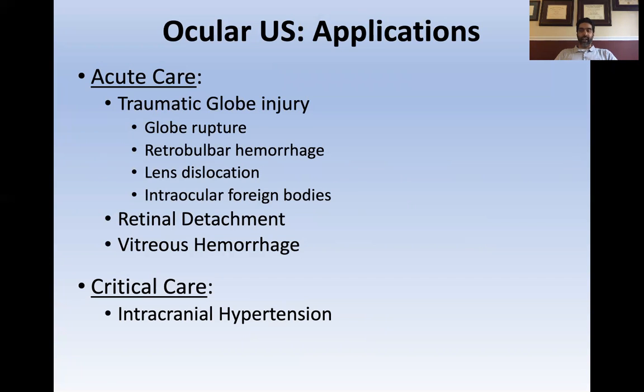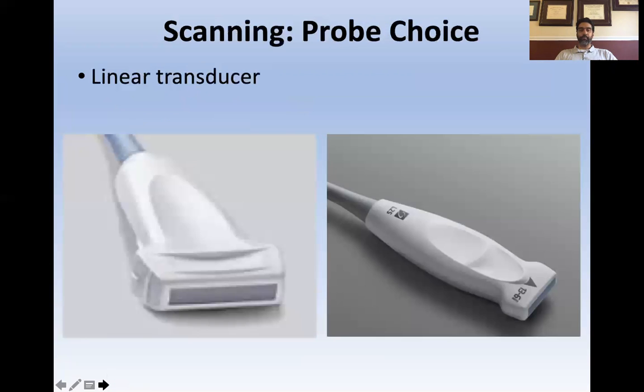specifically posterior chamber pathologies, which are really easily identifiable using ultrasound. The second category is in the setting of critical care, where we use optic nerve sheath diameter as a screening technique for intracranial hypertension. We're going to talk really briefly about the acute care stuff, but the focus of this talk, because we are critical care folks, is the use of ocular ultrasonography to screen for increased ICP.